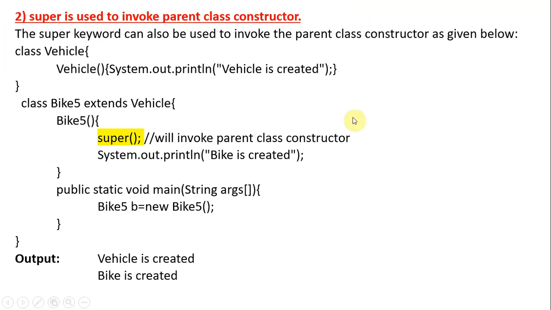Okay, next one: super is used to invoke the parent class constructor. We already completed the constructor concept. The constructor is nothing but a method having the same name as the class name, right? So to call a superclass constructor, we have to use this.